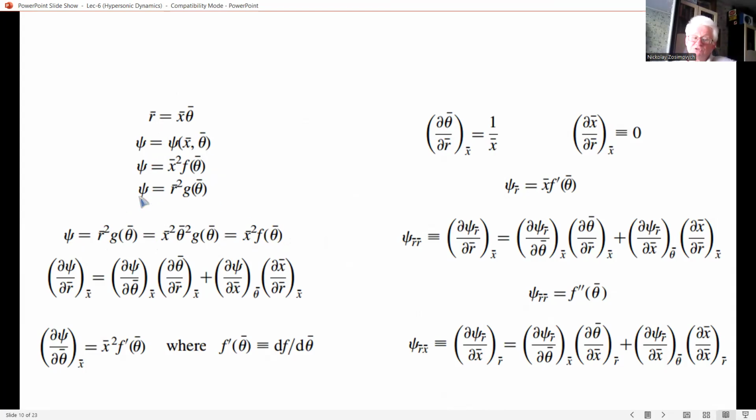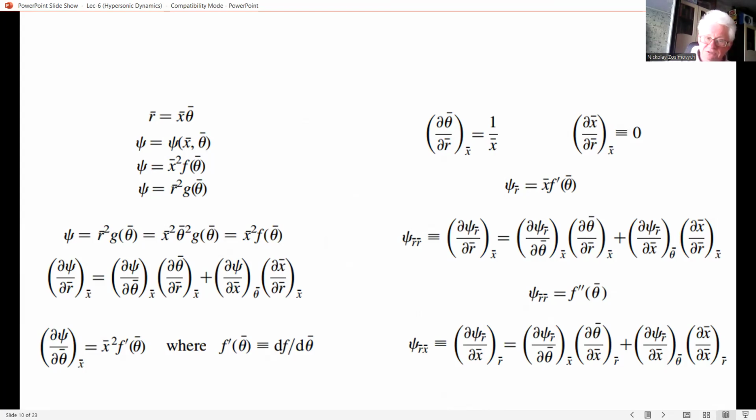So we wish to substitute this expression for psi, and to do so, we need expressions for the derivatives of that function psi, constructed in the following.